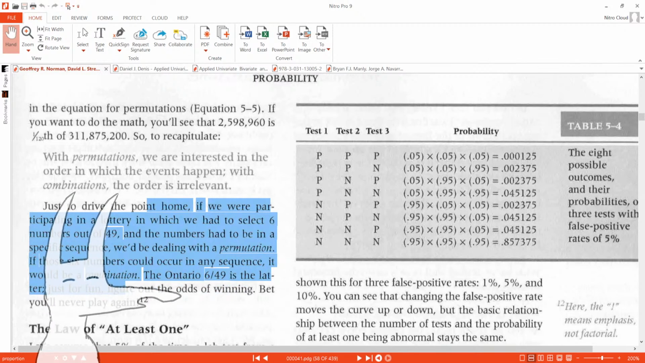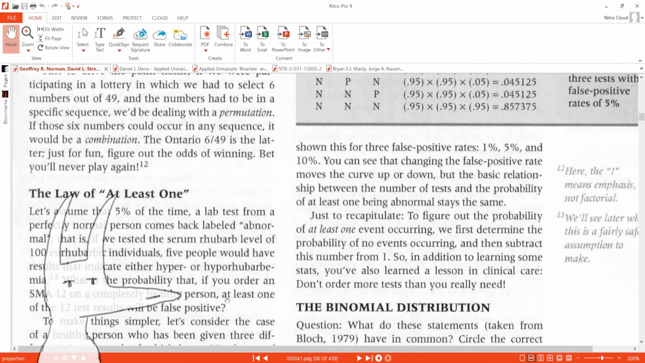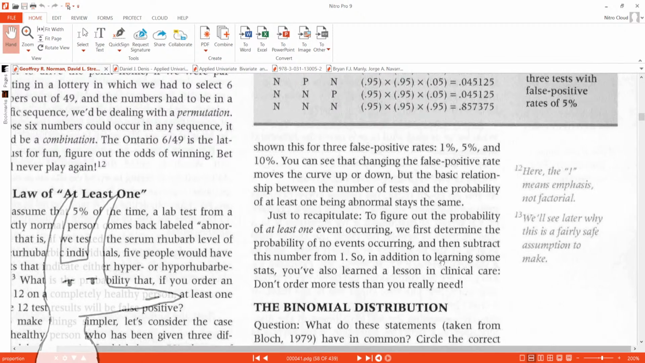Just for fun, figure out the odds of winning. Bet you'll never play again. Here the exclamation means emphasis, not factorial.